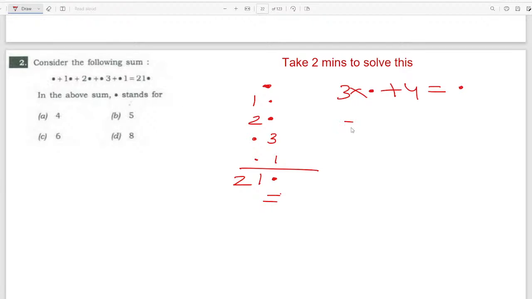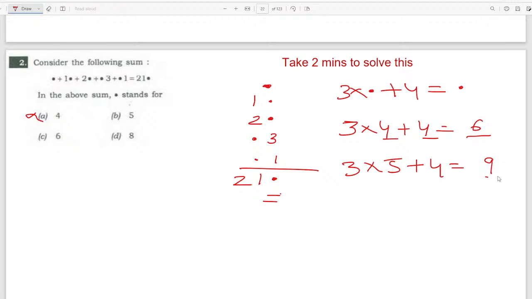3 into 4, 3 4s are 12, 12 plus 4 is 16. So this is not 4, it should be 6, not 4. So this is wrong. Then 3 into 5 plus 4, that is 15 plus 4 is 19. The last unit digit is 9. That is not 5. So this is wrong.